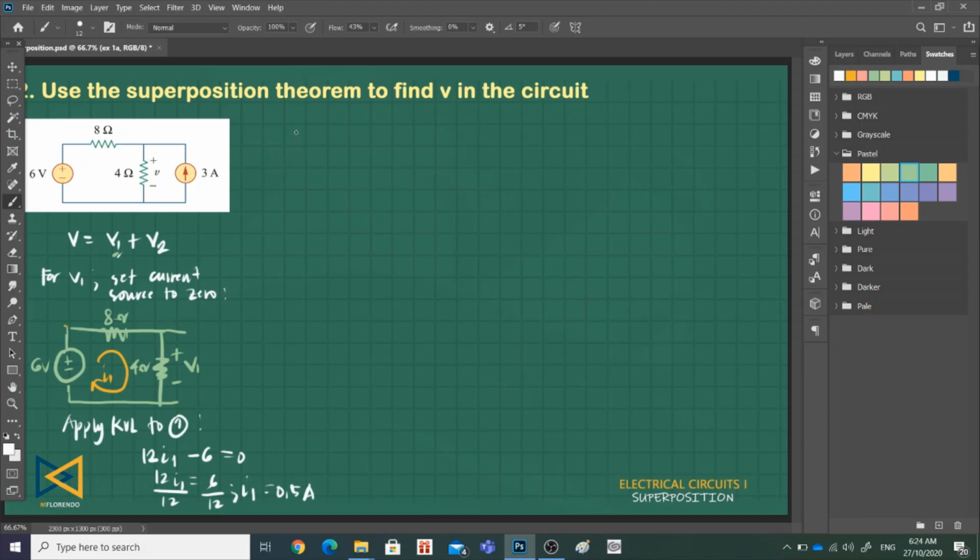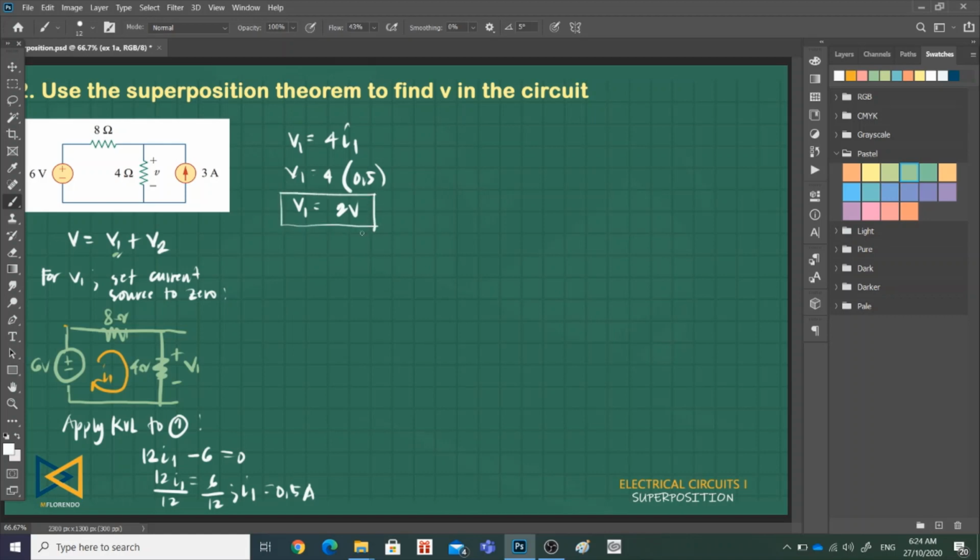After that, yung V sub 1 makukuha na natin. It is actually 4 times I sub 1. So, V sub 1 is 4 times I sub 1, which is 4 times 0.5. So, that is 2 volts. Ayan, nakuha na natin yung isa. Okay? So, sige, i-box ko muna.